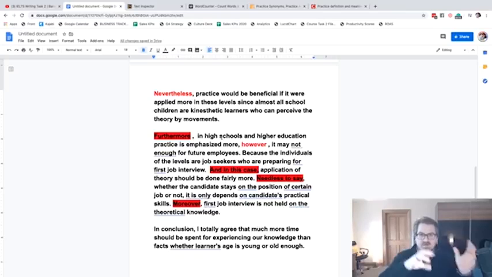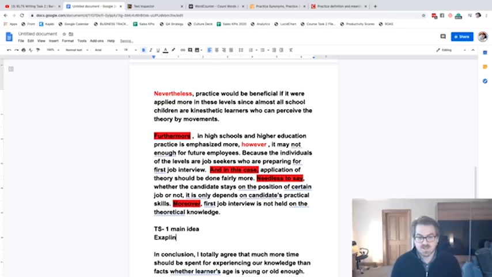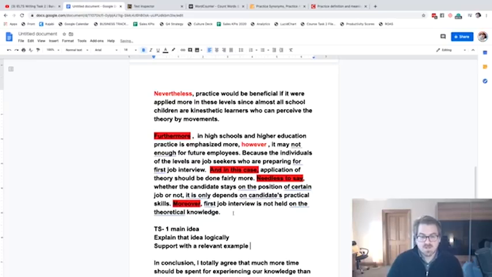So there's no one central topic in this paragraph. They're jumping around from topic to topic to topic instead of just having one main idea, explaining that one main idea logically, and then having an example to support that one main idea. So your topic sentence, one main idea, and then explain that idea logically and support with a relevant example. So it's one idea and you don't change in the paragraph, all right, instead of jumping around like this.